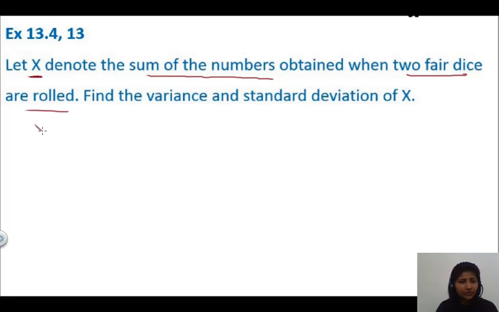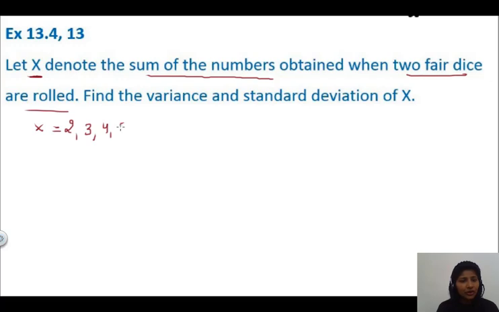Now, sum can start from where? See, can the sum be 1? 1 will be the sum when with 1 the other number is 0. But we don't have 0 on the dice. We have 1, 2, 3, 4, 5 and 6. Right. So the sum will be 2.